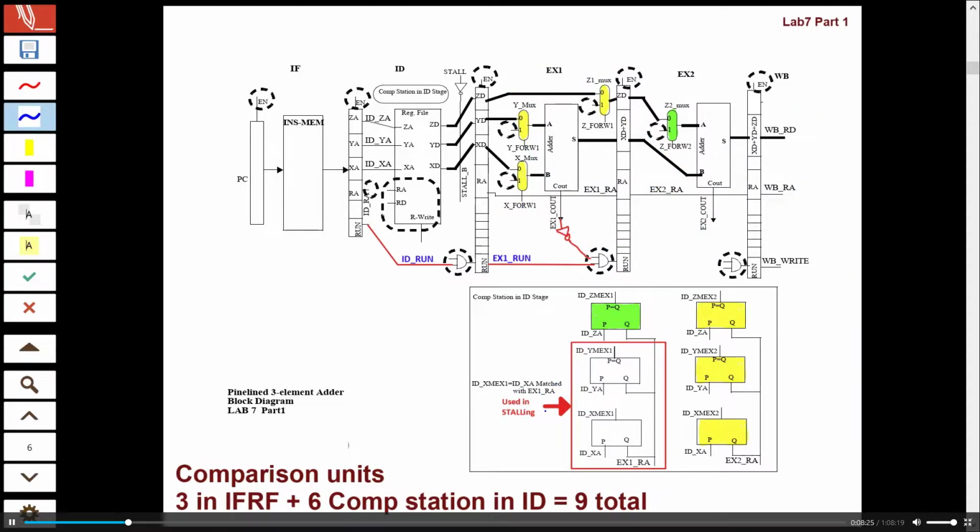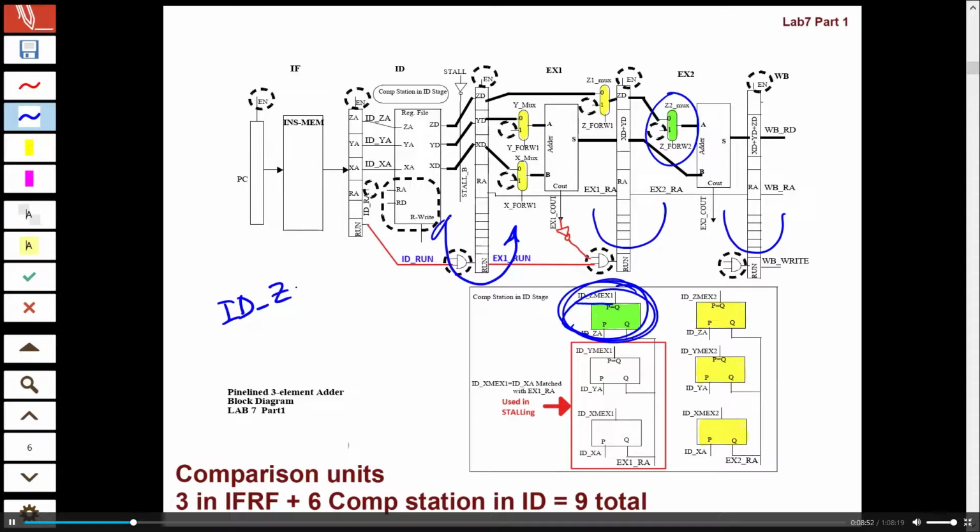A little confusing. This is what you need in this. If I appear to be dependent on him, as indicated by this, and that after one clock looks like this, after another clock looks like this, so this value ID Z MX1, ID Z matches with EX1 RA, that information should be brought here and should participate in Z forward 2.